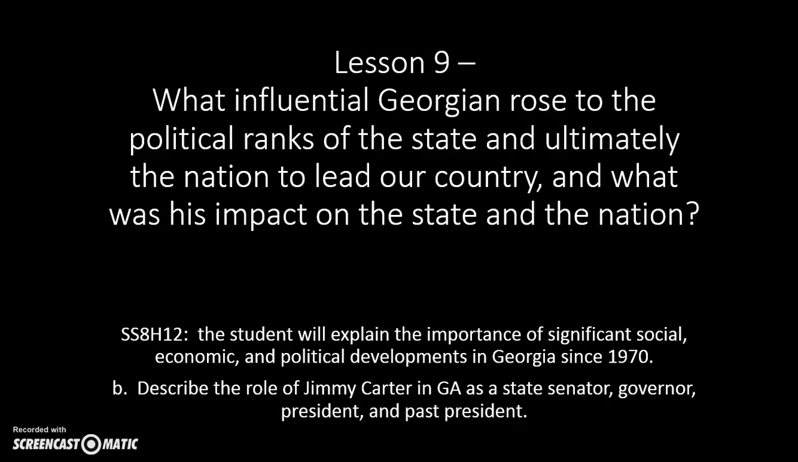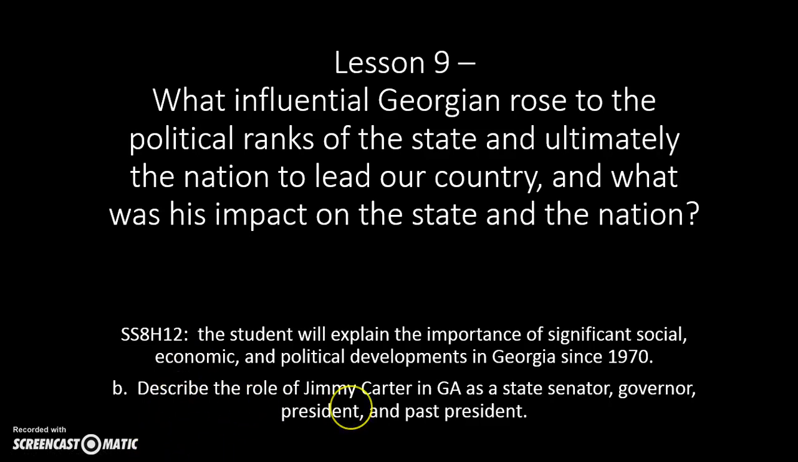For Lesson 9, our essential question is, what influential Georgian rose to the political ranks of the state and ultimately the nation to lead our country, and what was his impact on the state and the nation? So obviously during this lesson, we're talking about the role of Jimmy Carter, and as you can see down here, we're still on Standard 12, explaining the importance of significant social, economic, and political developments in Georgia since 1970.